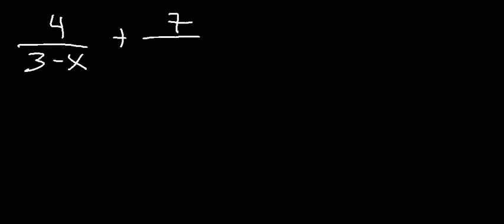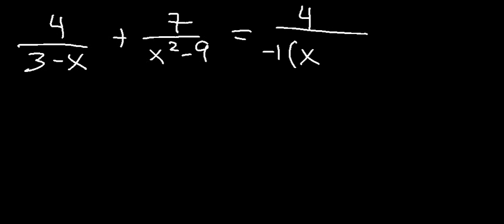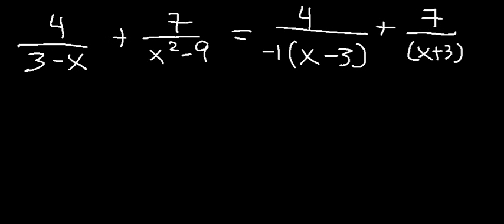Let's try this one. 4 divided by 3 minus x plus 7 over x squared minus 9. So 3 minus x, let's take out a negative 1. If we do that, negative x becomes positive x, positive 3 becomes negative 3. And x squared minus 9, let's factor it. We know it's going to be x plus 3 times x minus 3. It's a difference of perfect squares.